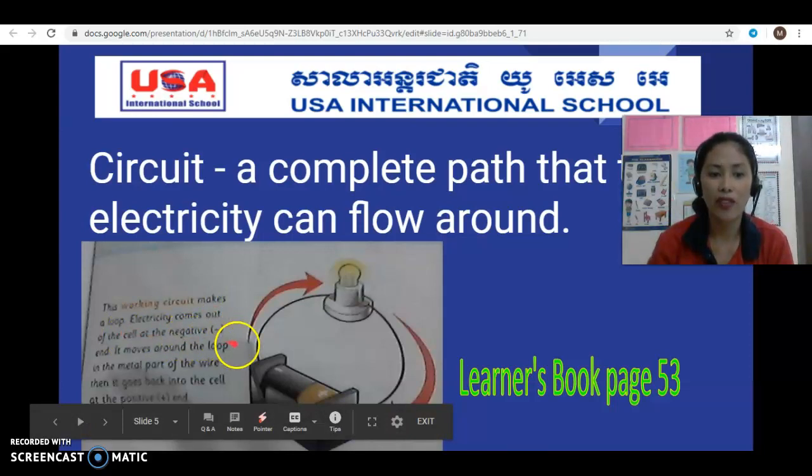Electricity comes out of the cell at the negative side. So here is the negative side. The electricity will go from here and then go to the wire.